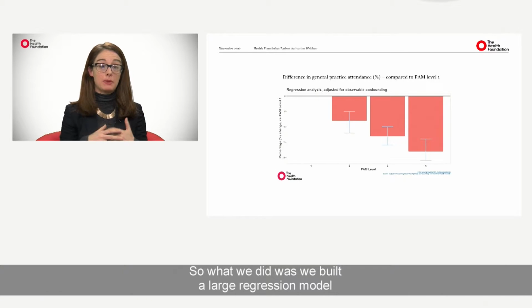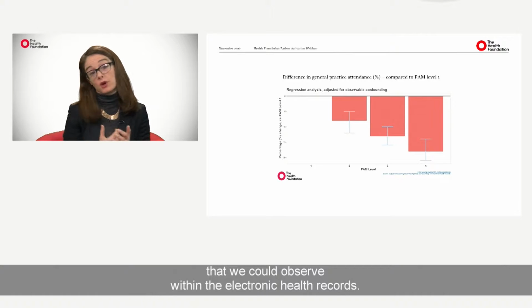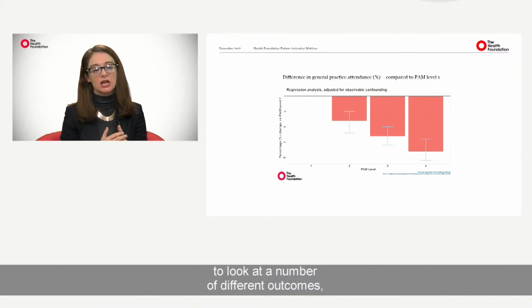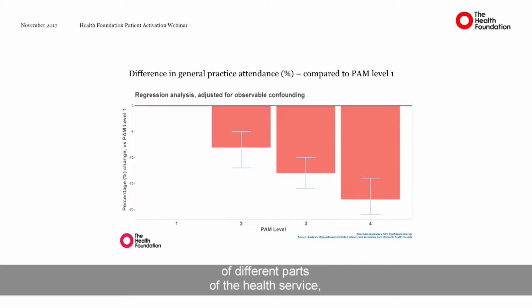What we did was build a large regression model that controlled for all the patient characteristics we could observe within the electronic health records. Because the health records were so comprehensive, we were able to look at a number of different outcomes, which is what I'm going to take you through here. We looked to see whether the PAM level was a predictor of the utilisation of different parts of the health service, controlling for our patients' chronic conditions, deprivation, age, and so on. The first one we have up is general practice attendance. What's really interesting is that there's quite a big difference between those in PAM level 4, the activated patients, and those at level 1, who are who we're comparing against.